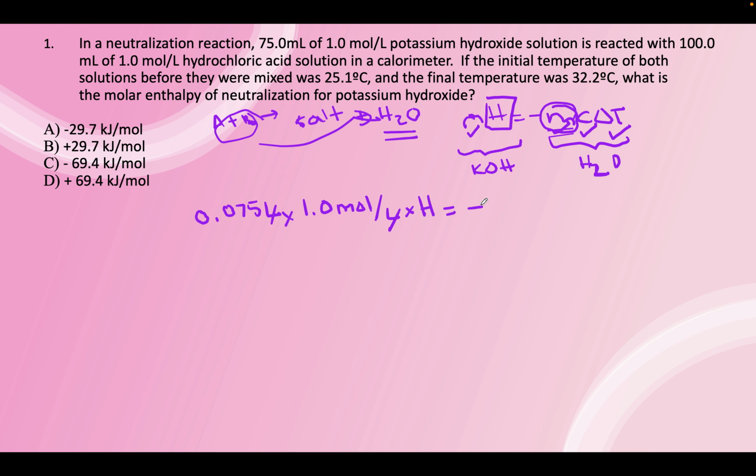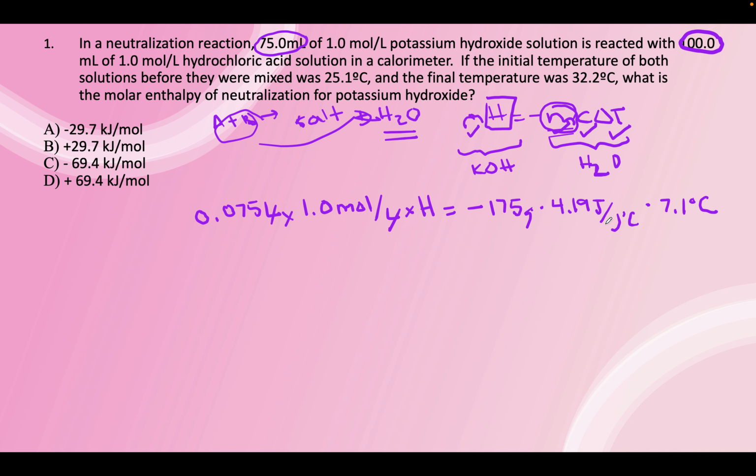And then on the right-hand side, we're going to have our mass, and that is in grams, and 1 milliliter will equal 1 gram. So we're going to take the 75 and add it with the 100. So we'll have 175 grams. And then you want to multiply this by the specific heat capacity, so 4.19 joules per gram degree Celsius. And then we'll multiply this by the temperature change. So 32.2, and we're going to subtract 25.1. And the temperature change of this experiment is 7.1 degrees Celsius.